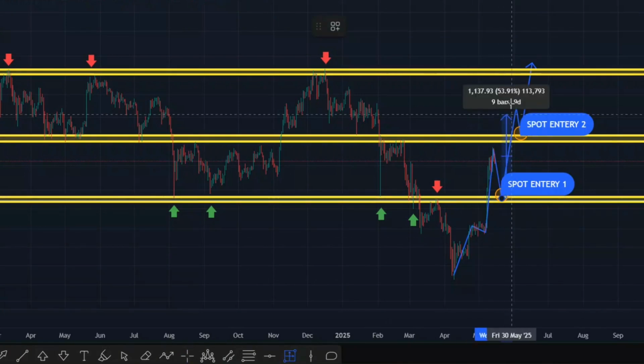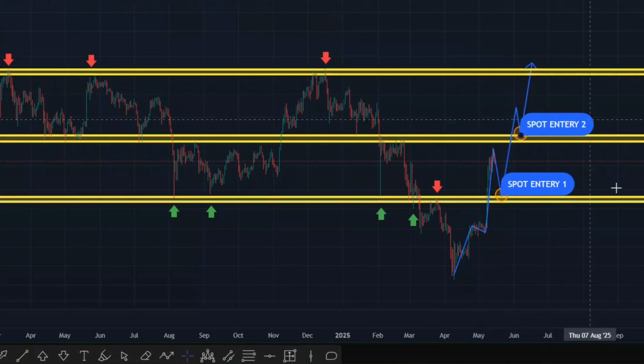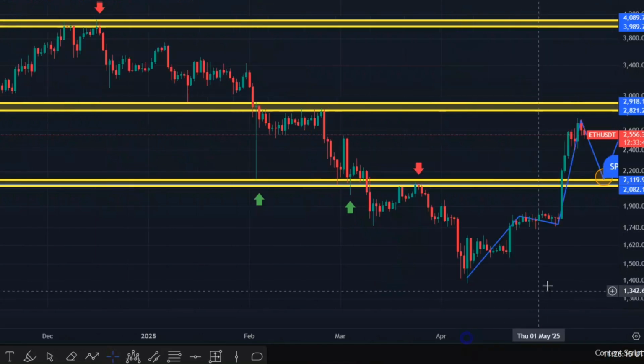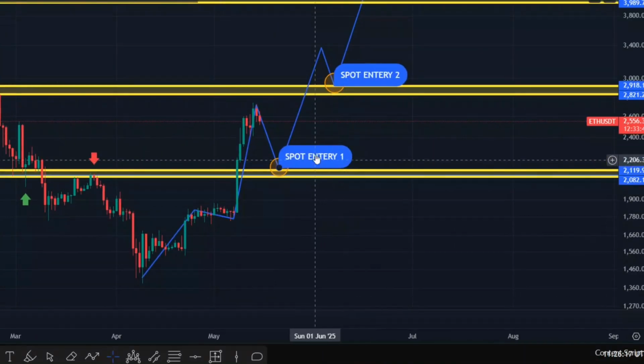If the price has no resistance or support in its path, the price can go as high as $39.65, which is about 90% profit for spot.